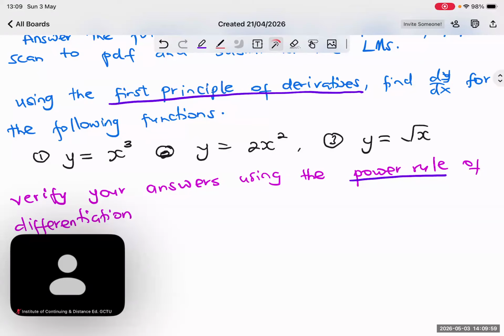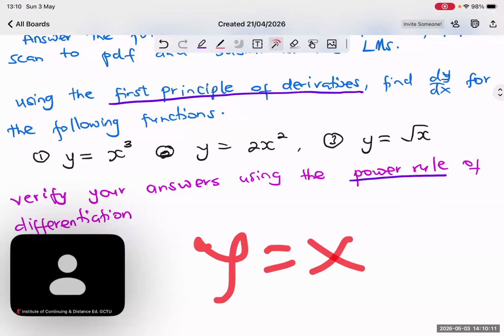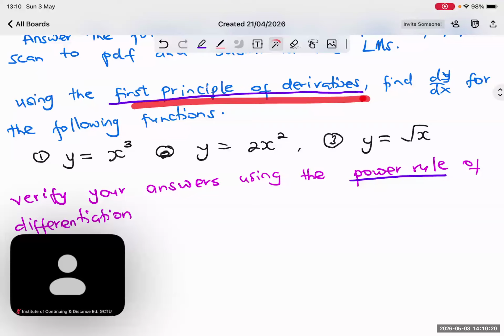If the function that you are differentiating is in the power form, meaning the function is of the form y is equal to x raised to the power a, where a is a number, then y is equal to x raised to the power a is in the power form. So when the function is in the power form and you differentiate using the first principle of derivative, you will get the same answer if you apply the power rule of derivative.